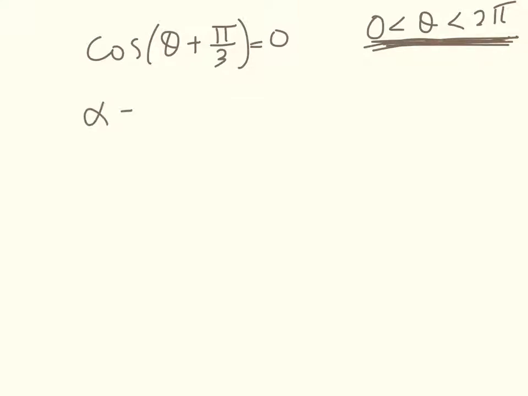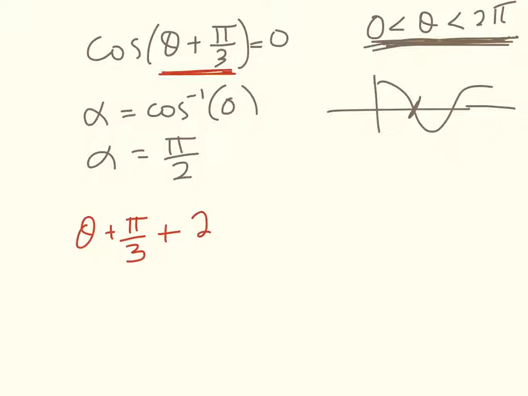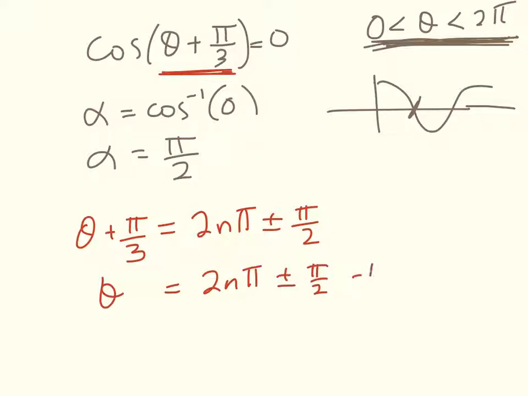Okay, so step 1 is to say, let's work out cos inverse of 0. Right, and there's my little cosine graph. So alpha is equal to pi on 2. Okay, next step is to take what's in here, theta plus pi on 3, and now we're going to apply the general solution formula to it. So for cosine, that's 2n pi plus or minus alpha, so plus or minus pi on 2. Right, so theta equals 2n pi plus or minus pi on 2 minus pi on 3.